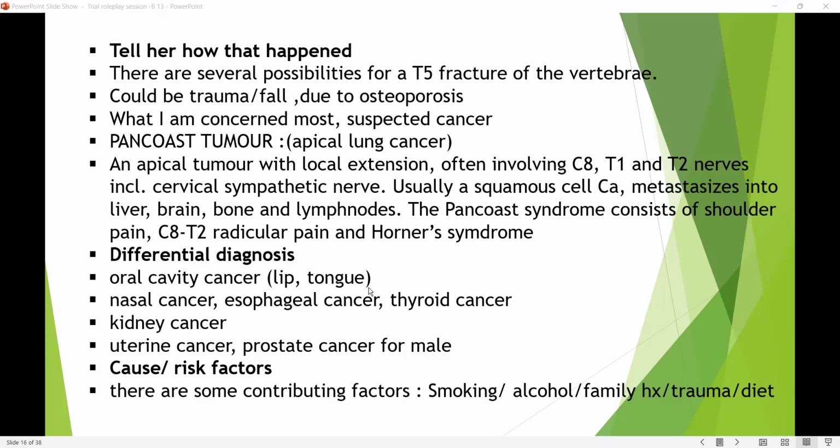But that could be one of the possibilities. Okay. Other possibility, it could be due to trauma, fall, osteoporosis. But I'm really concerned because of cancer. It could be any cancer related pathological fracture.